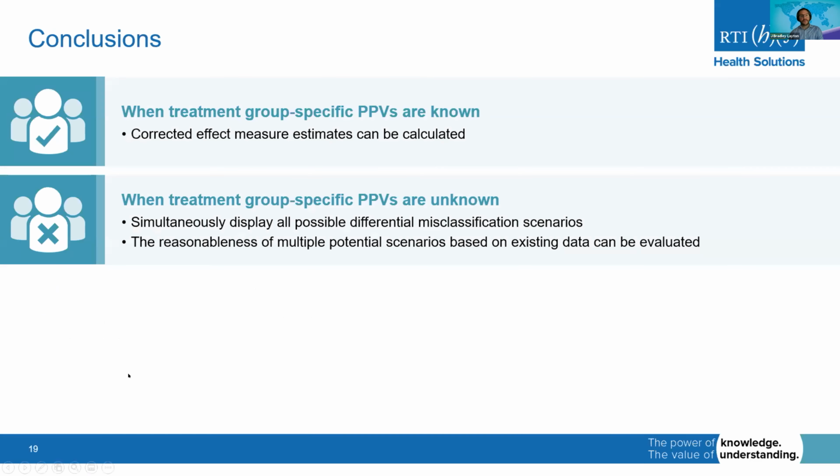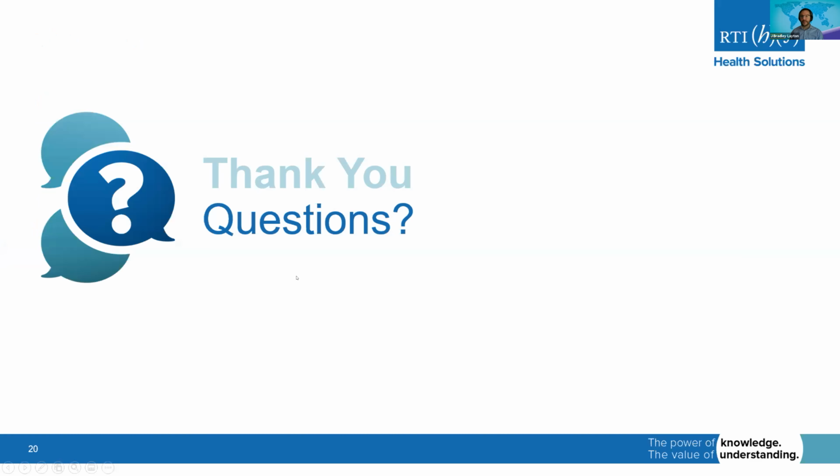So in conclusion, if you have the very good fortune of having treatment group specific PPV estimates, you can directly use them to correct the observed IRR. But if you don't have them, you can test a variety of different reasonable scenarios which could suggest how sensitive the observed result might be to differential misclassification. Presenting those results on a plot like this may be an easy way to help digest large amounts of information. So thank you so much for your attention, and I'm happy to take any questions.